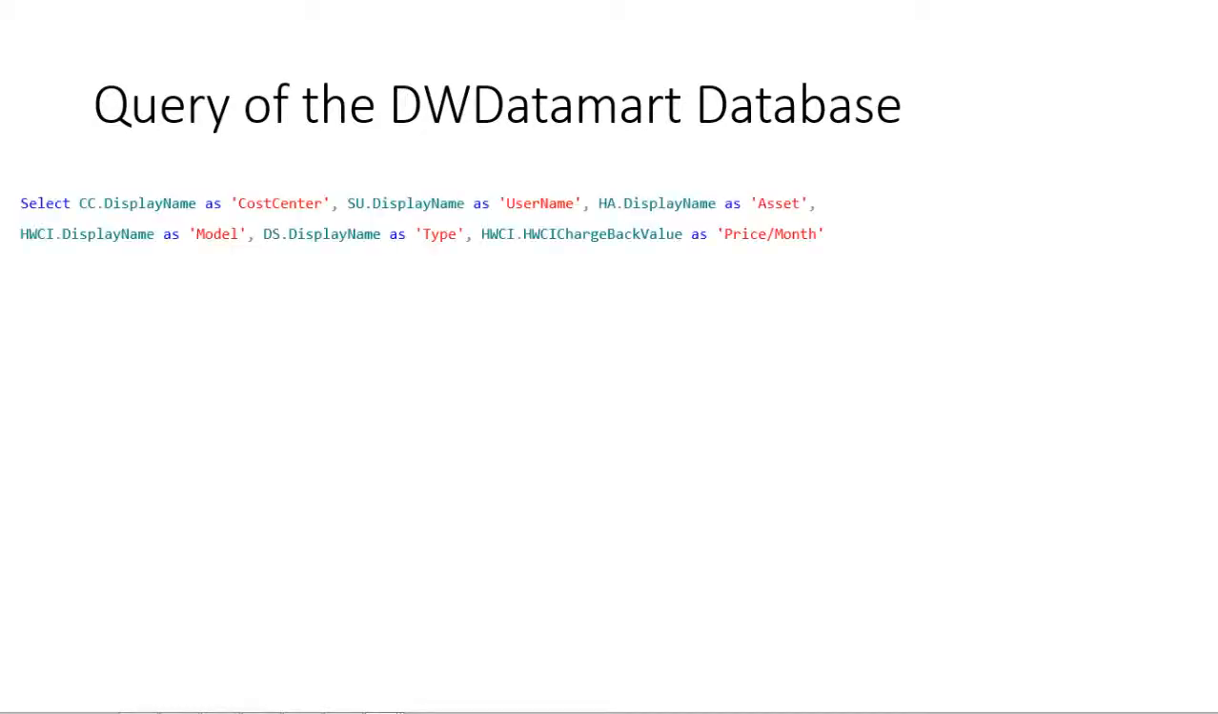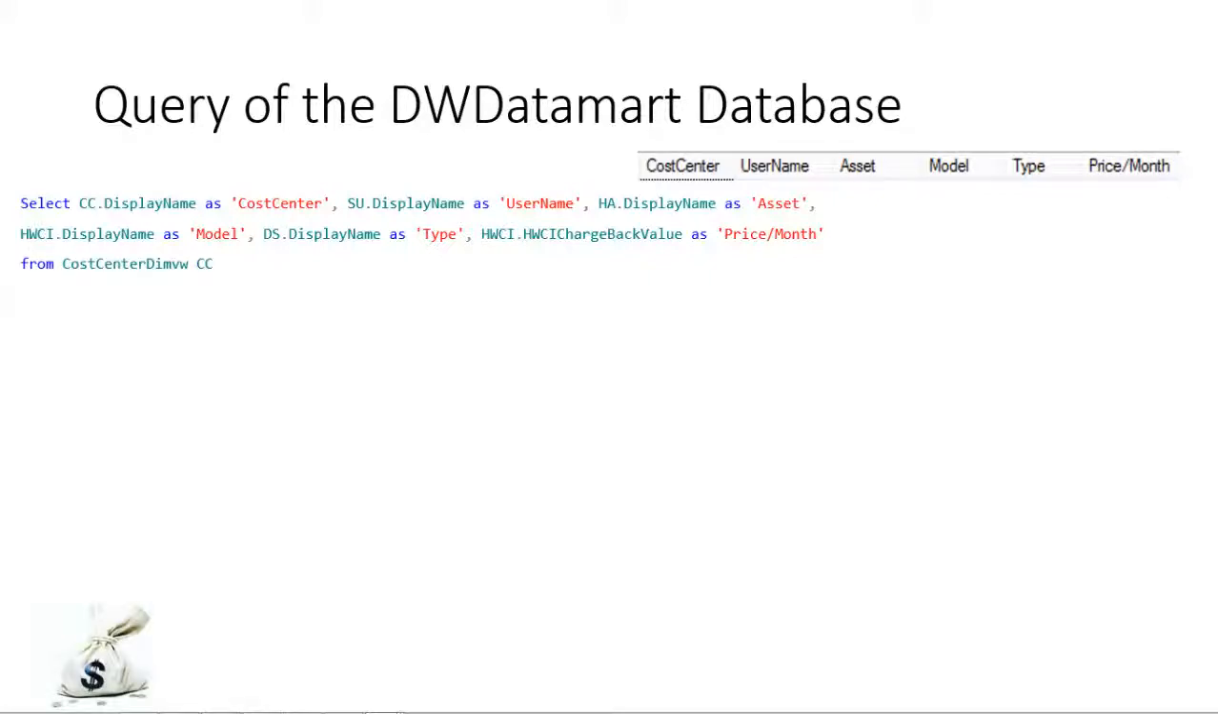To get the data we want, we need to query the data warehouse, and in our case, the DW data mart. And what we're doing here is, don't get scared, I just explain it. The first line is a select statement, and we want to have the display name of the cost center, the username, asset, model, type, and price per month. This is the definition of the columns we want in our result. So cost center, username, asset, model, type, and price.